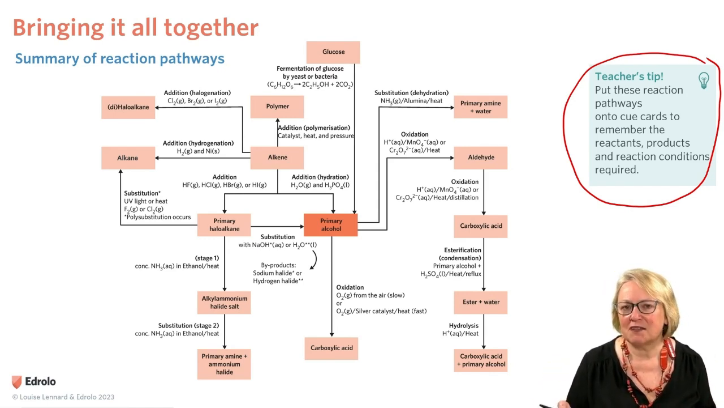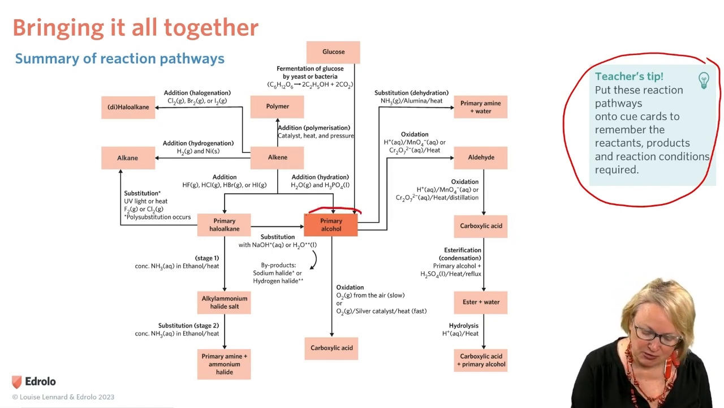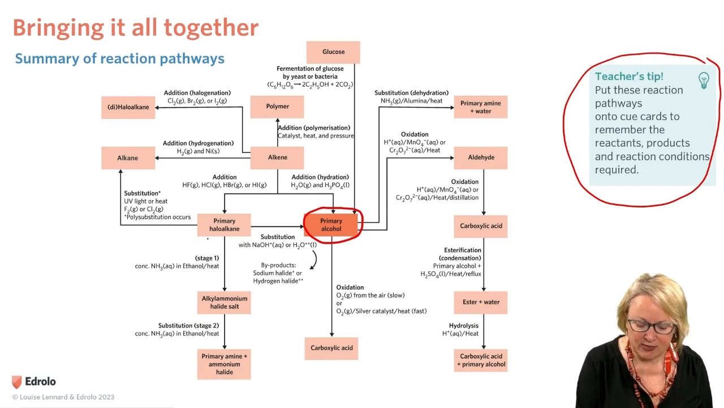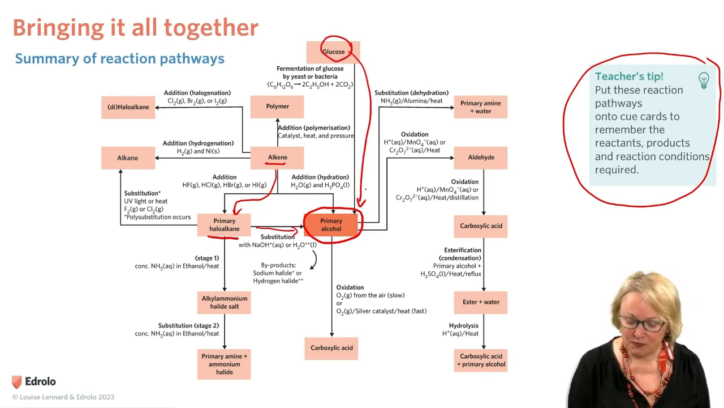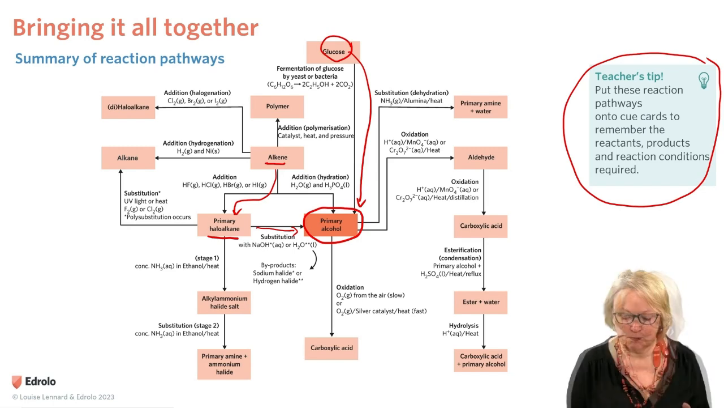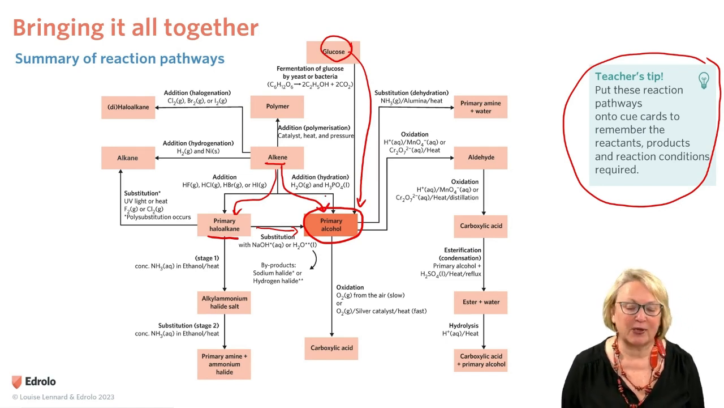Right at the very start of this lesson, we talked about the different ways you could synthesise ethanol, which is a primary alcohol. We can do that via an alkene to a primary haloalkane to an alcohol. We can ferment glucose directly to alcohol. We've got all these different ways that we can produce it. We've got an alkene that we can add water to, or hydrate, to produce an alcohol. So we've got lots of different pathways here.